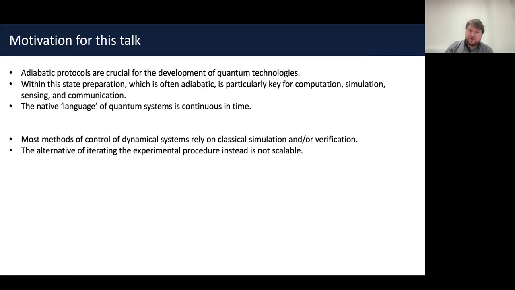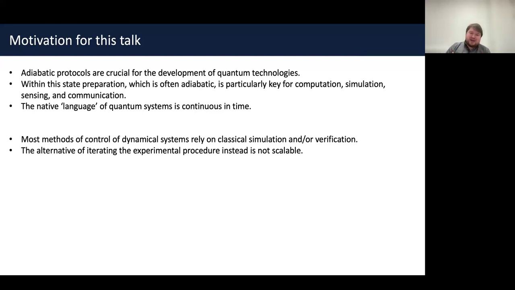Most methods of control of a dynamical system rely on some level of classical simulation or verification, or shifting the complexity onto the experimental procedure, I would say. I wouldn't say this encompasses what everybody's doing, but as a broad generalization, this is true of most of what we have done so far. And we being very much the royal we, and the large amount of effort that has gone into this. But it would be quite nice to get beyond this.